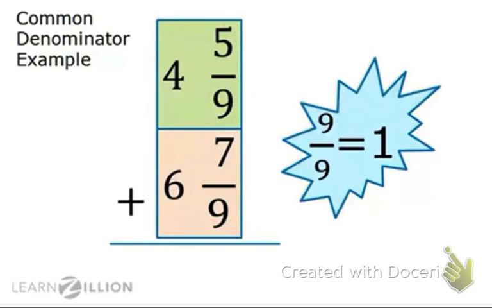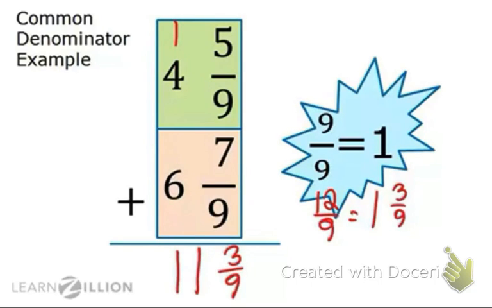We know that 9/9 equals 1, so 12/9 actually equals 1 and an extra 3/9. We will leave the 3/9 in the fractional place and regroup the whole number 1. 1 plus 4 plus 6 is 11. Now we must simplify our answer using the greatest common factor. The greatest common factor of 3 and 9 is 3.